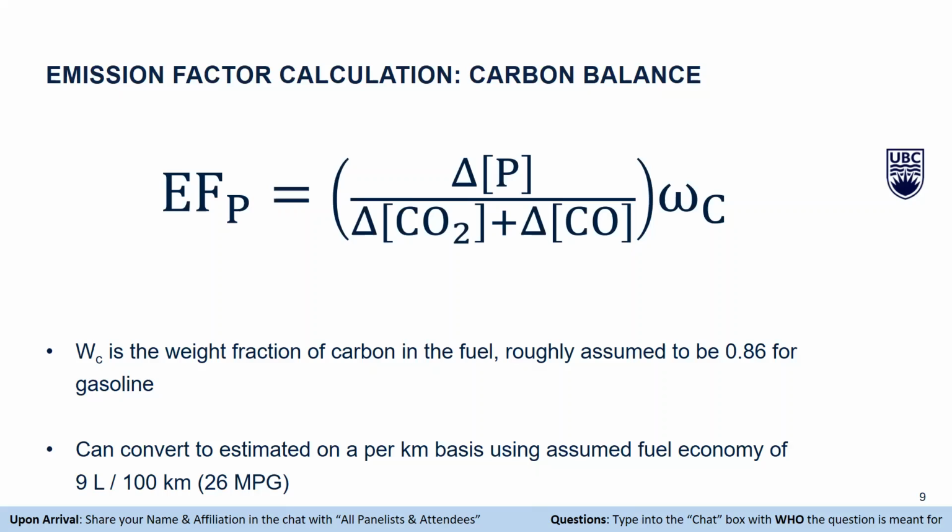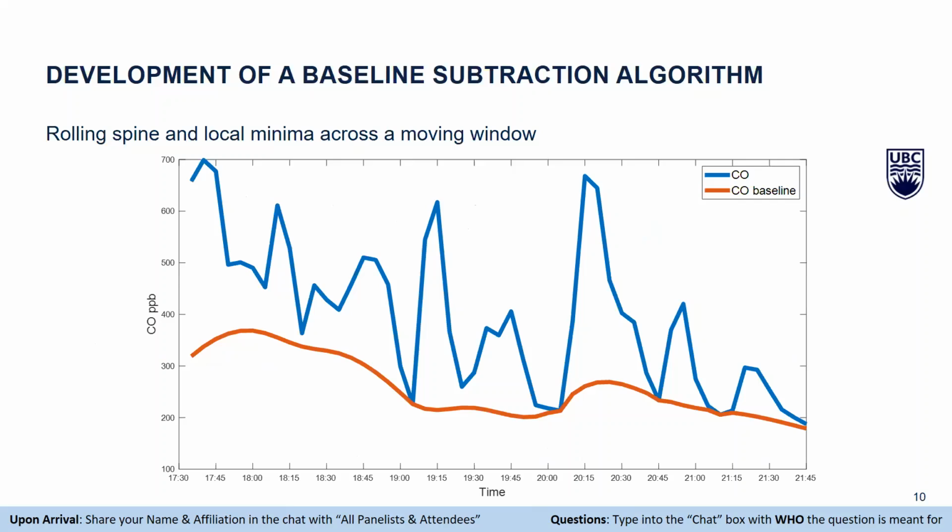We left it as that in this study, but you could, in theory, also convert this to an estimated emission factor on a distance basis using an assumed fuel economy, which in Vancouver is about 9 liters per 100 kilometers or 26 miles per gallon.